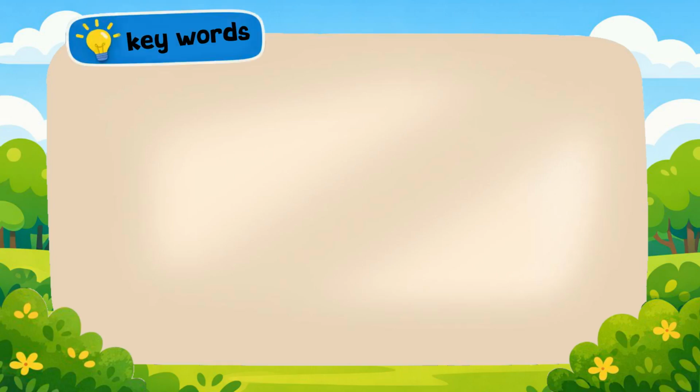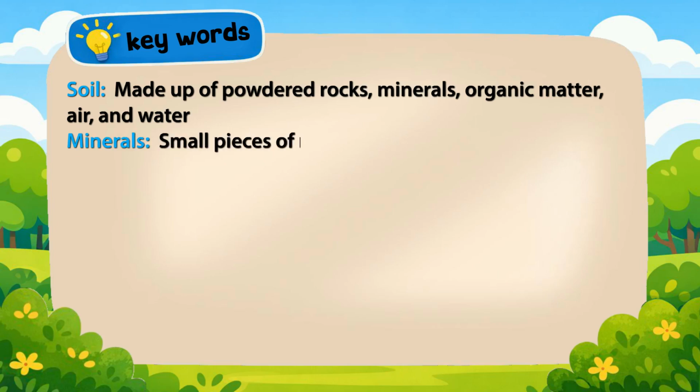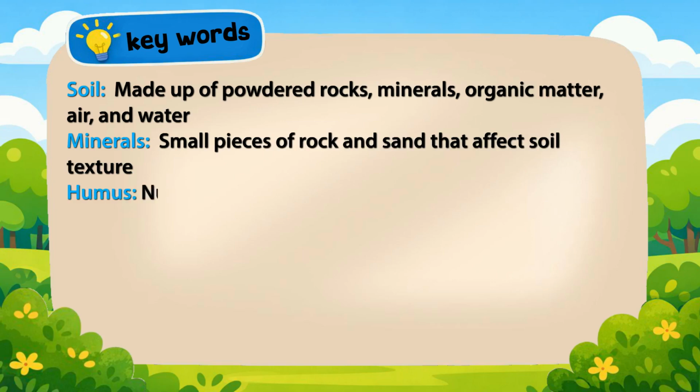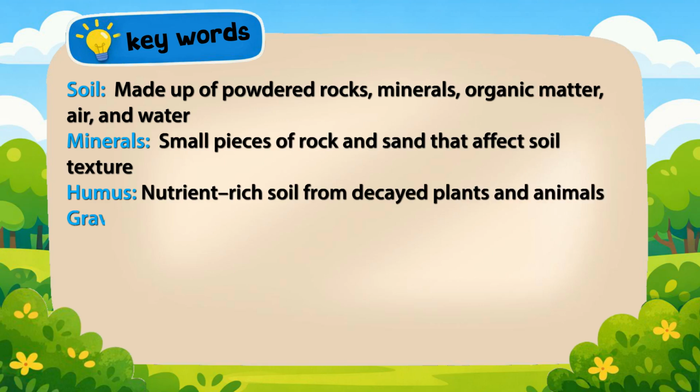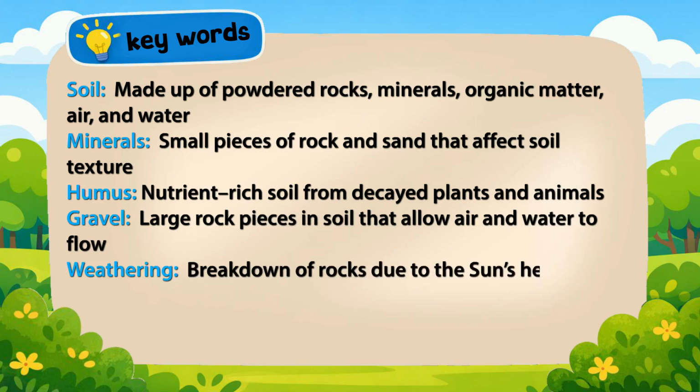Key words. Soil: made up of powdered rocks, minerals, organic matter, air, and water. Minerals: small pieces of rock and sand that affect soil texture. Humus: nutrient-rich soil from decayed plants and animals. Gravel: large rock pieces in soil that allow air and water to flow. Weathering: breakdown of rocks due to the sun's heat, wind, rain, and temperature changes.